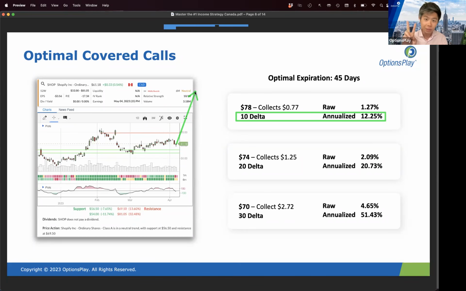Does that make sense, everyone? Please type 2 into the chat window if that makes sense to you. And I hope for those of you that have been selling covered calls for a while, this is a completely different way to think about and approach generating income in your portfolio, specifically with covered calls.